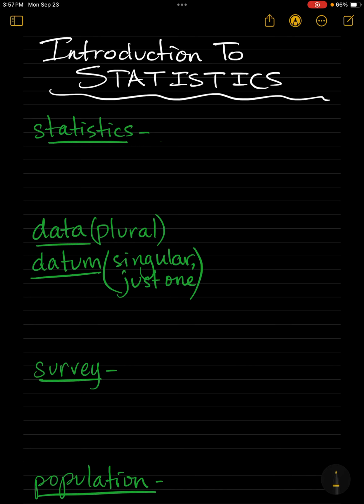Today's lesson, we'll talk about an introduction to statistics. But first, let's have a riddle.